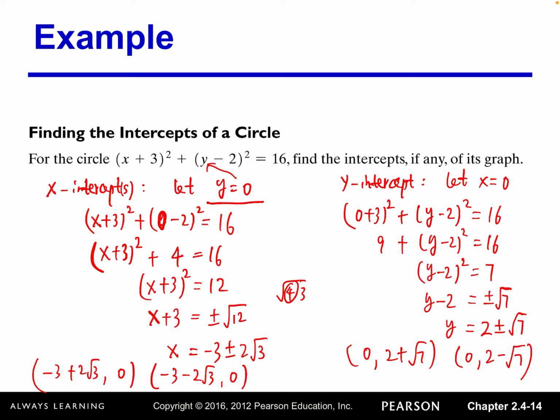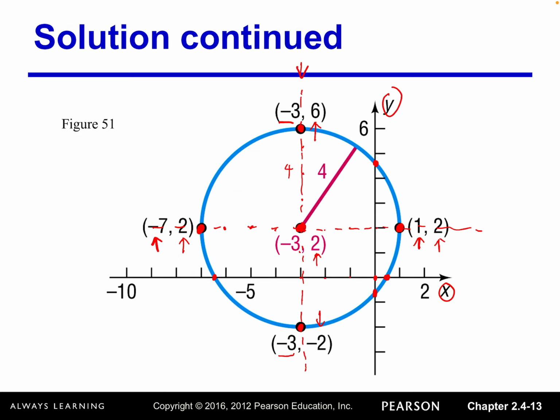So we find two x-intercepts and two y-intercepts. Okay, so we can go back to the previous graph. Two x-intercepts right here, two y-intercepts right here, and then you can put in a value. So for the x-intercept, this point is -3 minus 2 square root of 3, 0. And at this point, the coordinates are -3 plus 2 square root of 3, comma 0.